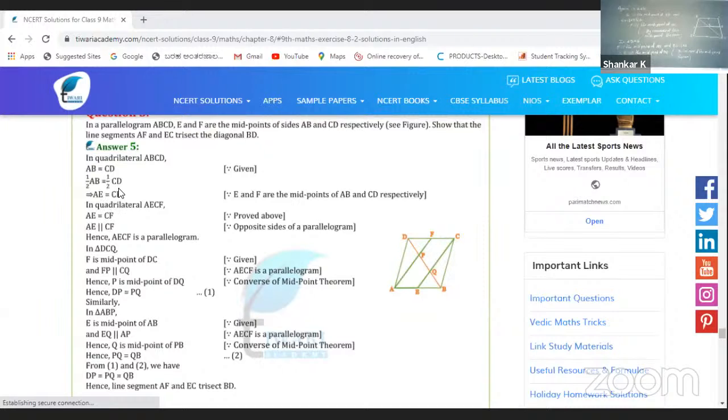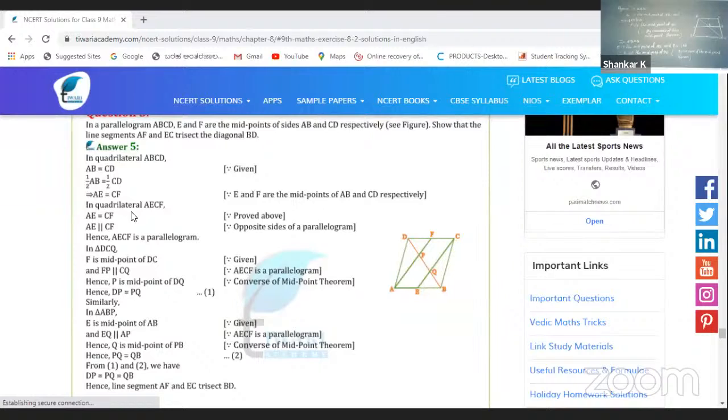Then half of AB equals half of CD. AB equals CD, so half of AB and half of CD are equal. What can we take as half of AB? We can take AE. Why? Because E is the midpoint of AB. That's why we can take half of AB as AE. Then half of CD, look here, F is the midpoint. Half of CD becomes CF. We can take CF.